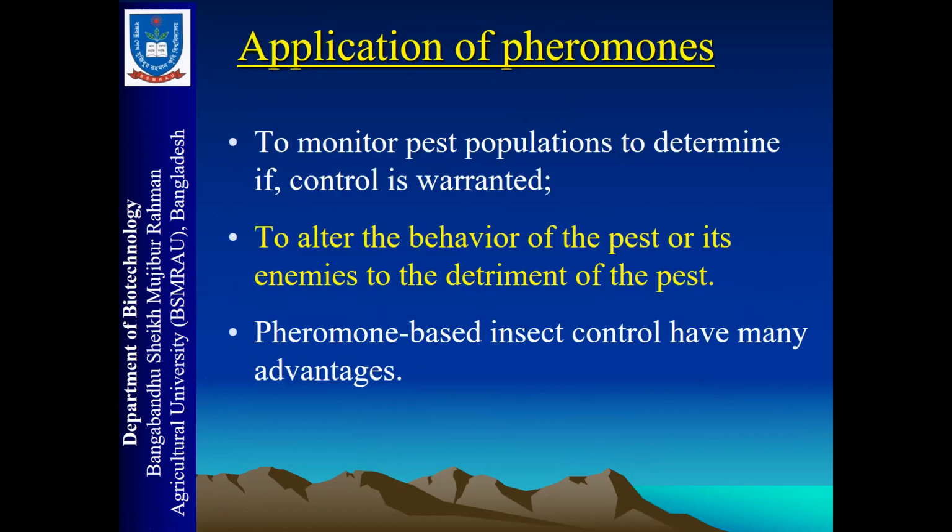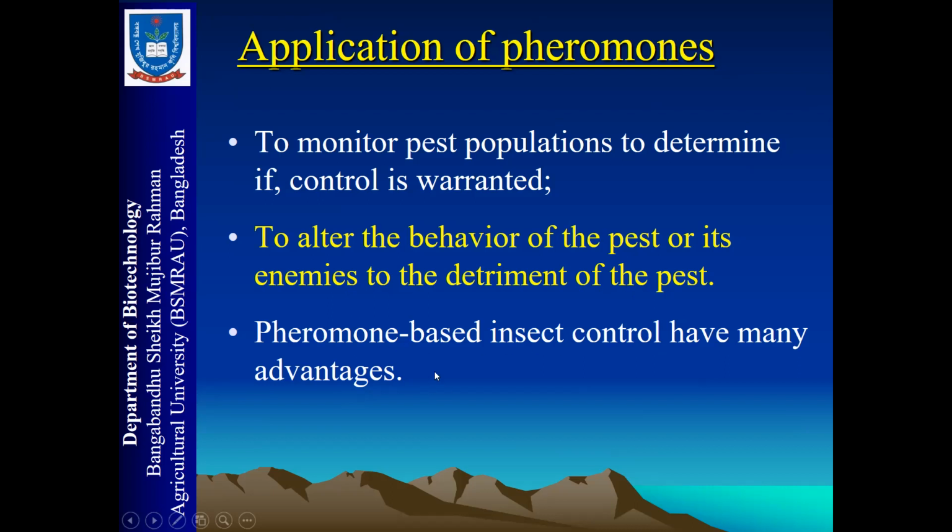So application of pheromones is of prime importance for us. The discovery of these tiny molecules that insects use for their own communication: how could we utilize them for the benefit of humans, especially in agriculture? Pheromones can be used to monitor pest population to determine if control is warranted. Second, to alter the behavior of the pest or its enemies to deter the pest.